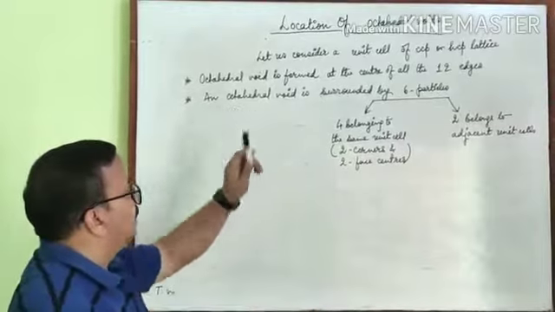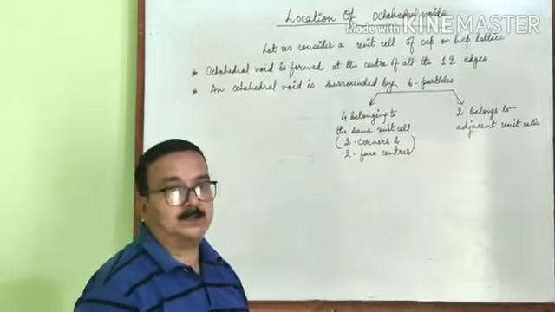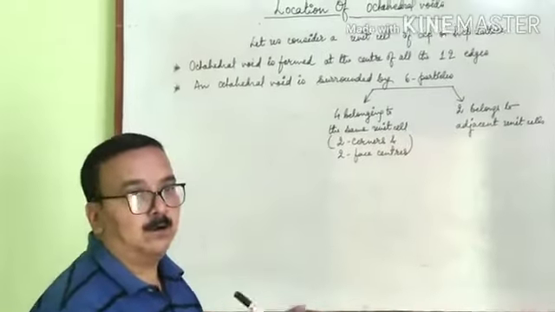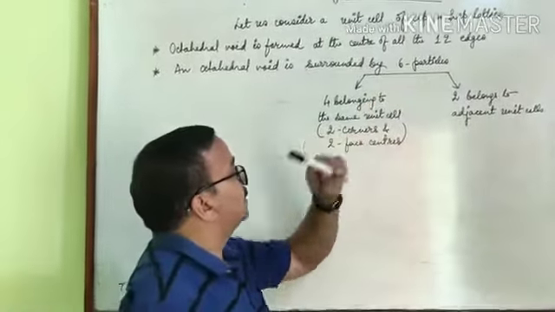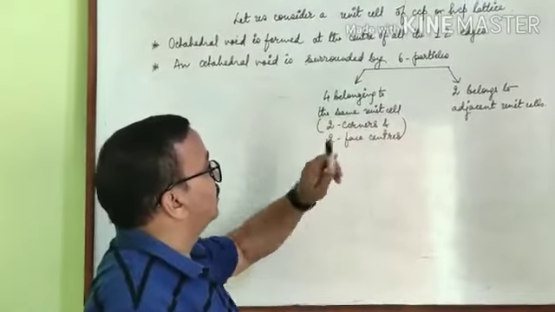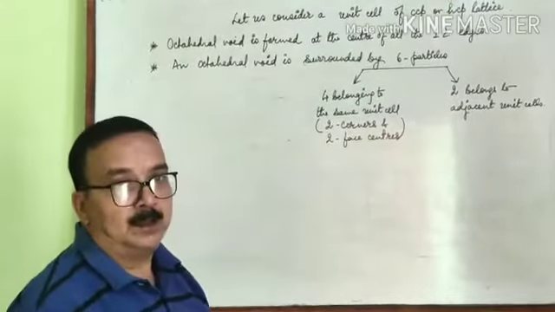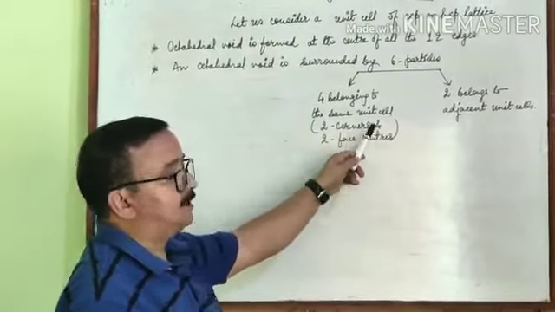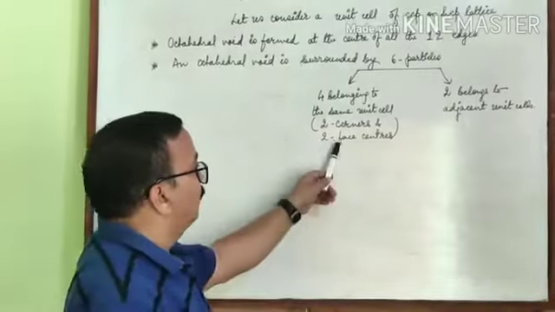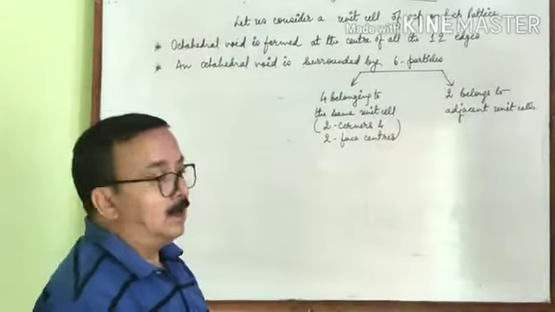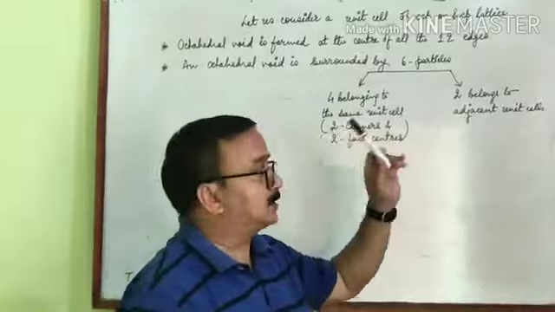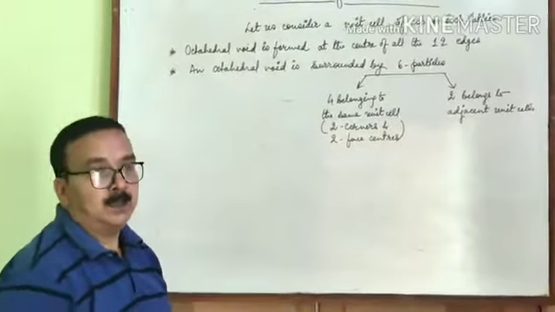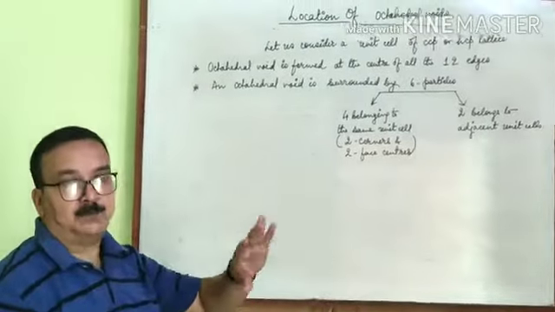Now an octahedral void is always surrounded by 6 particles, that is atoms, molecules or ions. Out of these 6 particles, 4 belong to the same unit cell, out of which 2 are present at the corners and 2 at the face centers. Out of these 6 particles, 2 particles belong to the adjacent unit cell. Now let us clear it by making the diagram.